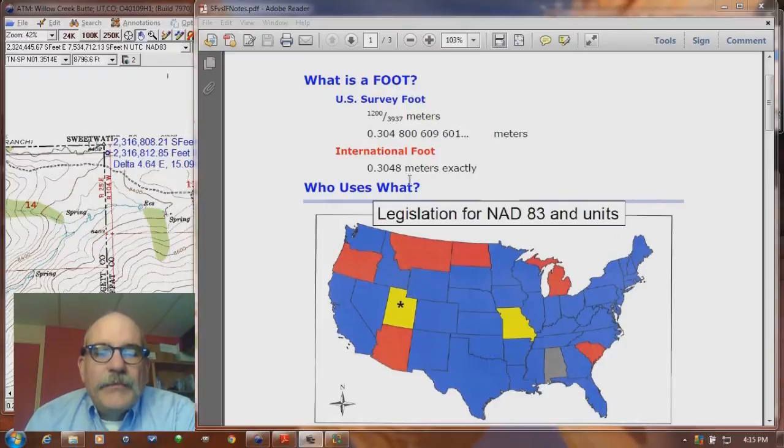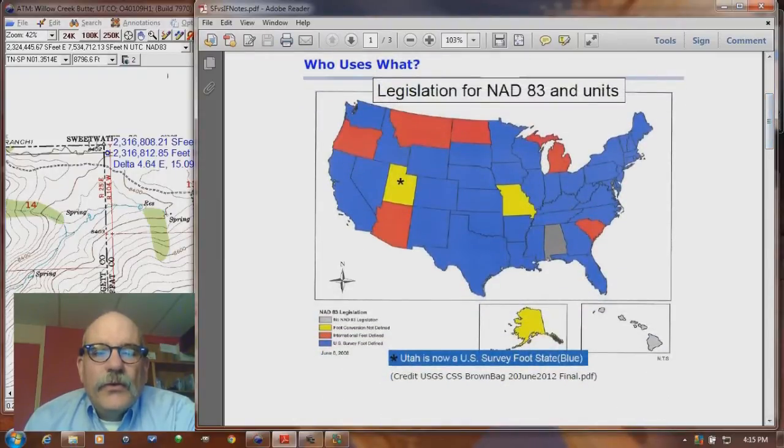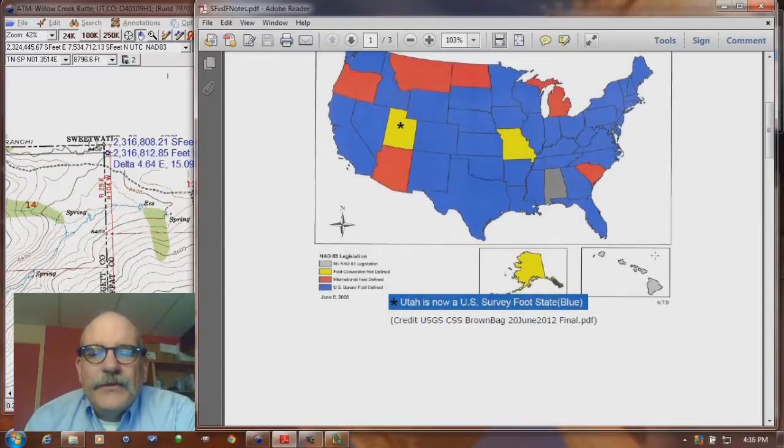Most states define by state law whether you'll be using survey feet or international feet. So all the blue states are U.S. survey feet. All the red states here are international feet. The yellow states are indeterminate. And you'll notice that Utah, which is where I'm at, has a star in the center. It says Utah is now a U.S. survey foot state. Well, I don't know if it is or not.